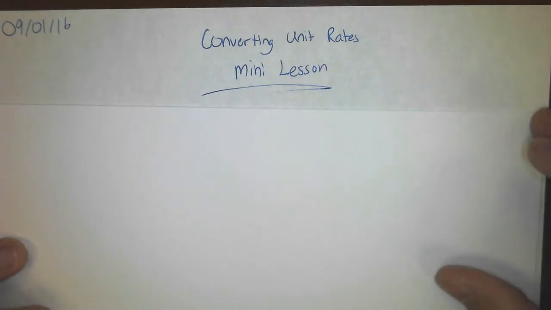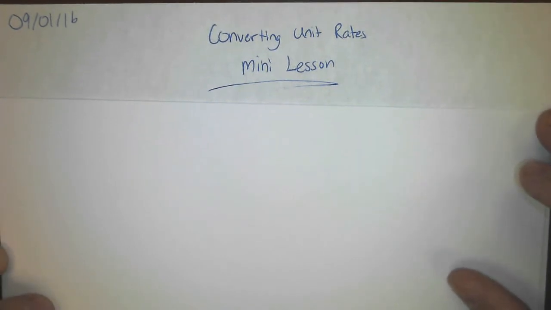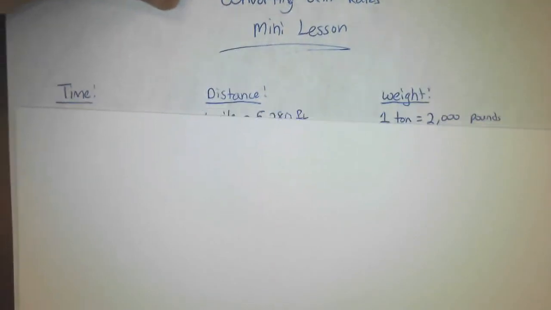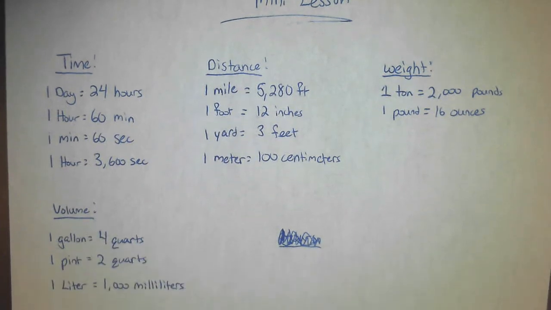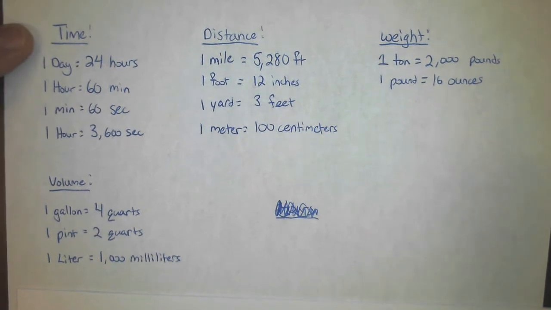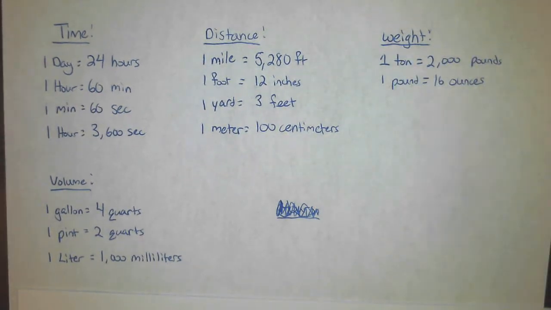Today we'll be talking about converting rates, and this is just a mini lesson about converting rates so that we're not too confused when we finally get there. So we're going to start, and this is extremely important. We've got a bunch of different units and their conversions. As you can see, we have different conversions in time, distance, weight, and volume. Like I said, this is extremely important. If you don't have this written down somewhere, please write it down. We take this information and we use it to convert our ratios.